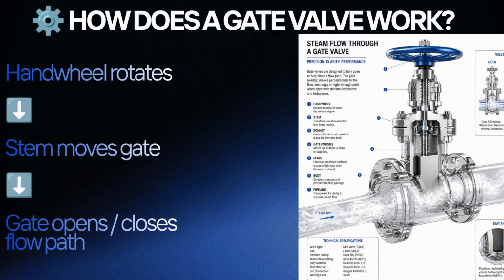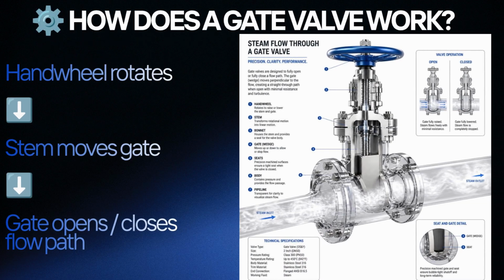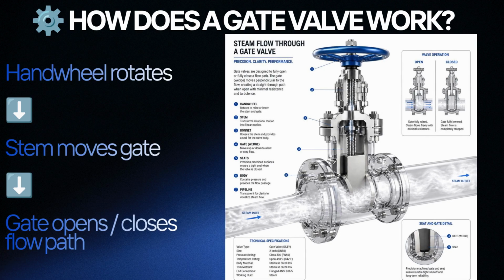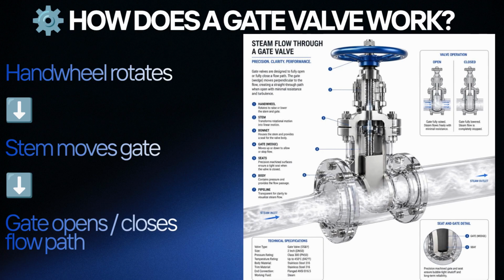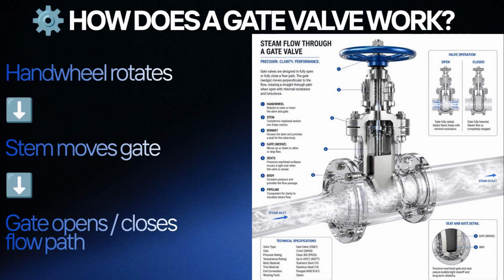When the hand wheel is turned, the stem moves the gate up or down. When the gate is fully raised, the flow passage is open. When the gate is lowered, it blocks the flow. This makes a gate valve particularly suited for isolation.